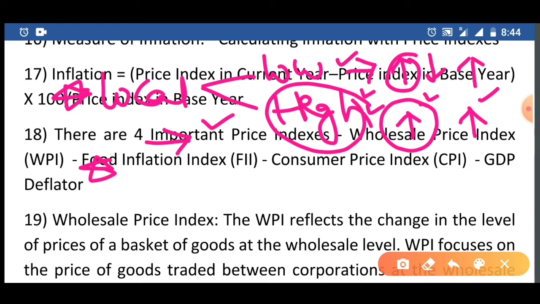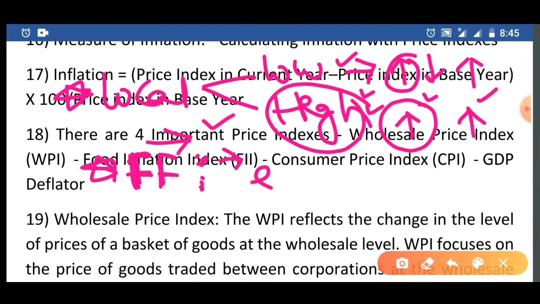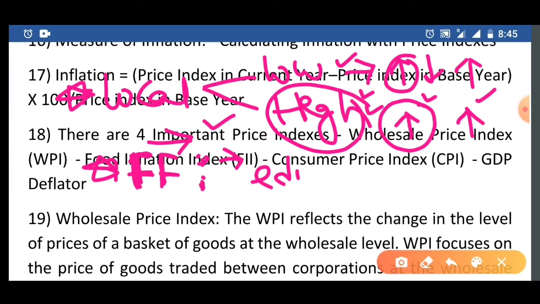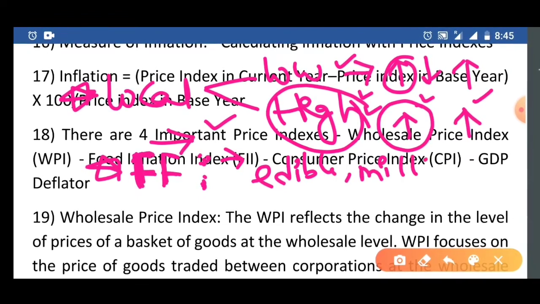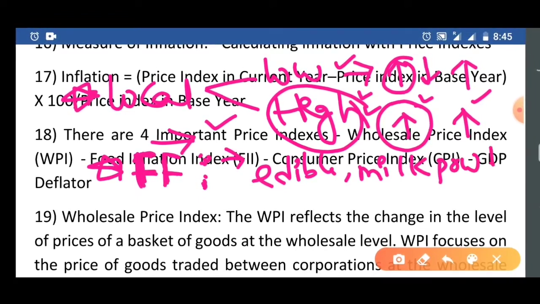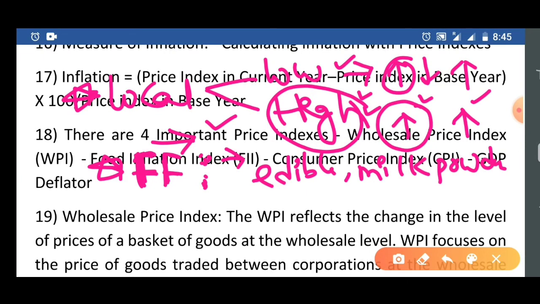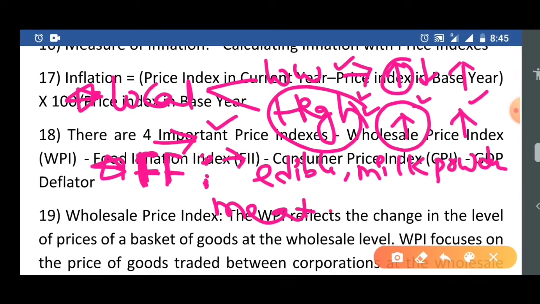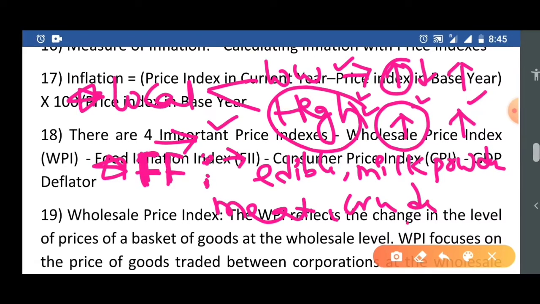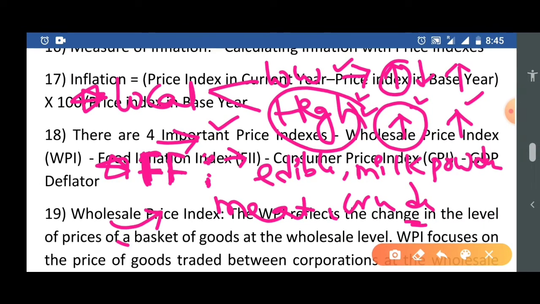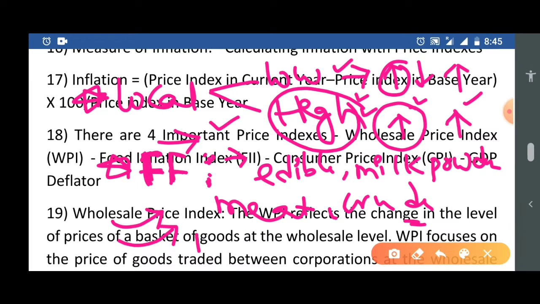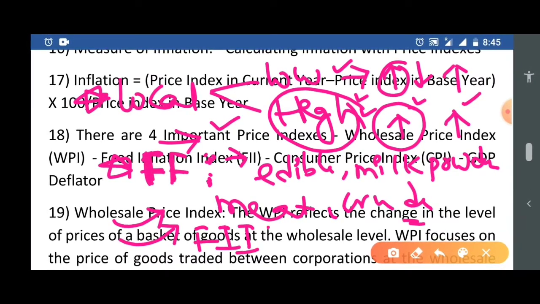The third one is foreign factors. For example, we are importing edible oil, milk powder, meat and crude oil. If these prices increase, then they affect the food inflation index. So these are the factors which impact the food inflation index.